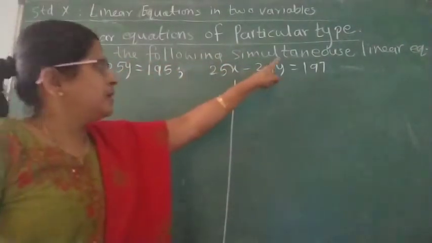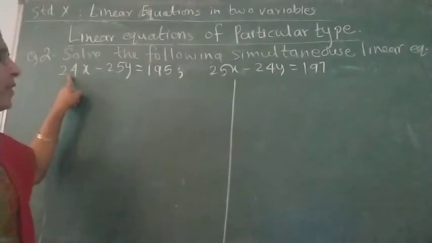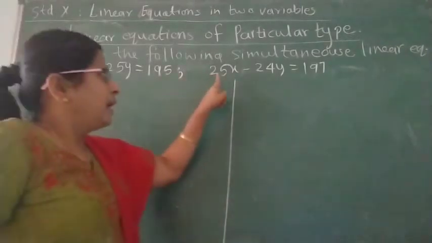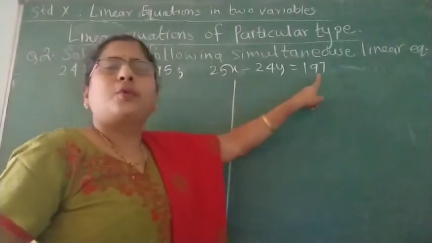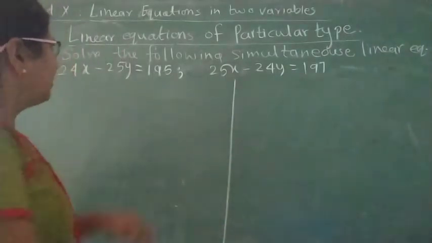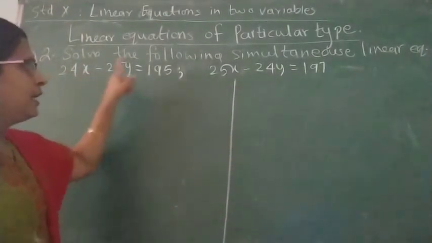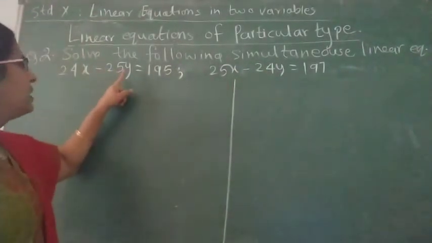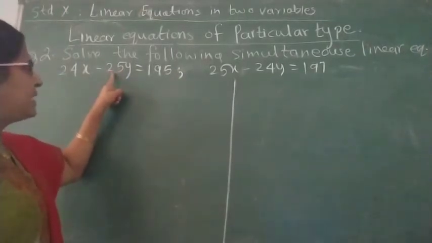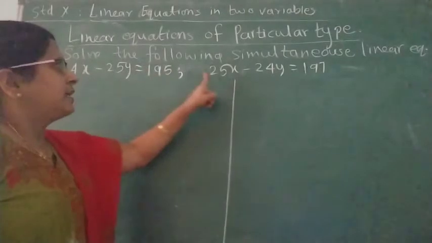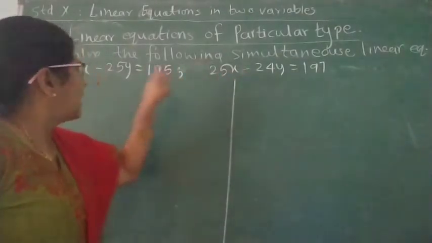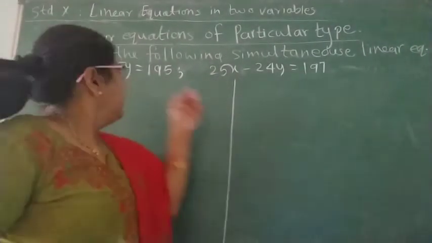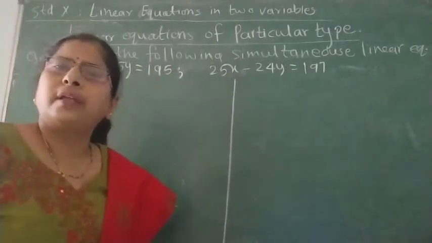Solve the following simultaneous linear equations. First equation is given to us, 24x minus 25y is equal to 195 and 25x minus 24y is equal to 197. Here if you observe, the coefficient of x, which is 24, is the coefficient of y in the second equation. And here it is minus 25y, and this is 25x, and in between the sign is the same, subtraction. So both these equations have a subtraction sign in between the variables.